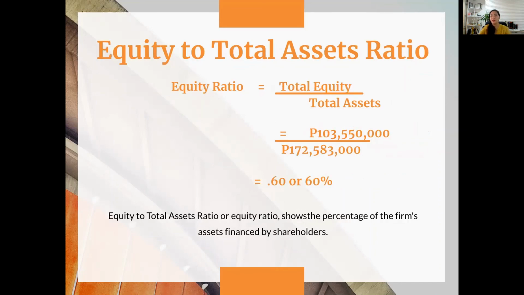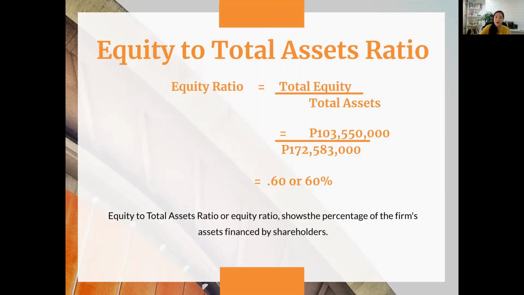Equity to total assets ratio: total equity over total assets. Remember, total assets equals liabilities plus equity, right? That means if you have less liability, equity is almost equal to total assets. Here the formula is total equity over total assets. For example, 103,550,000 over 172,583,000. Your equity is only 60% of your total assets. That means your liability is 40% and your equity is 60%.